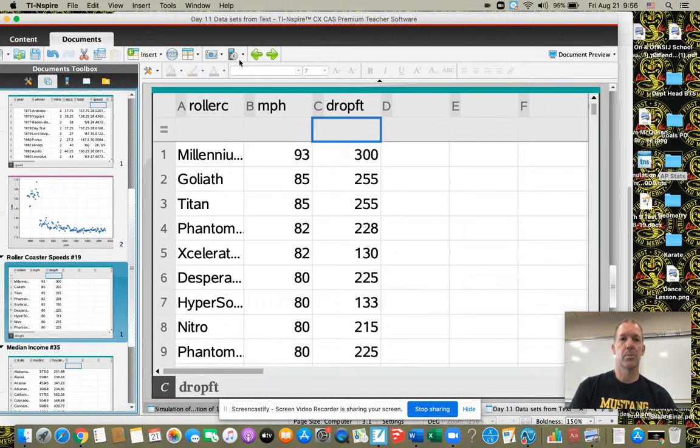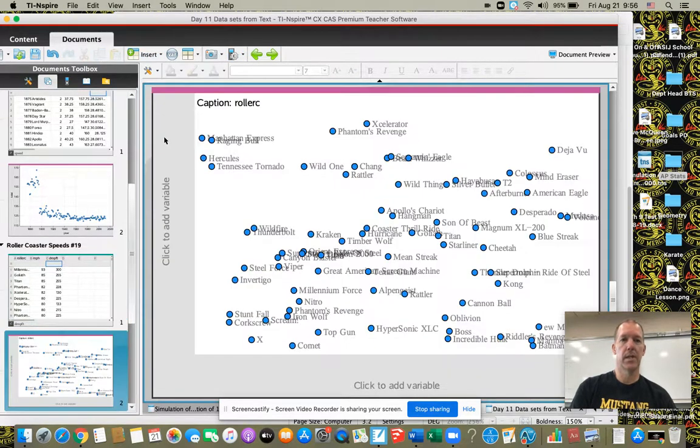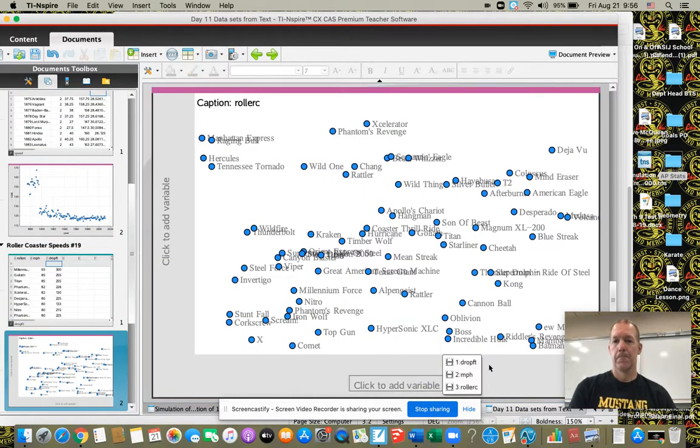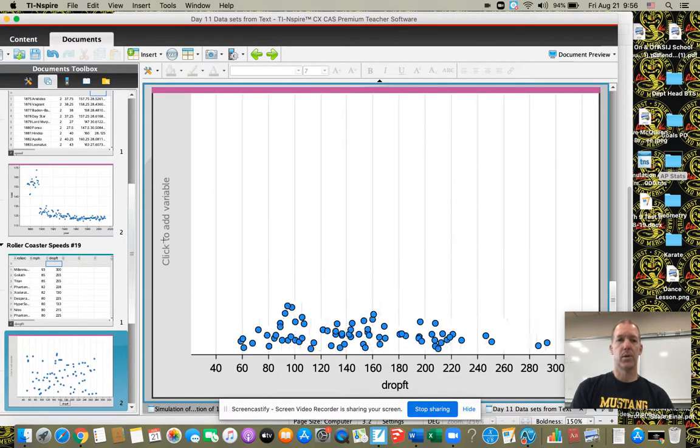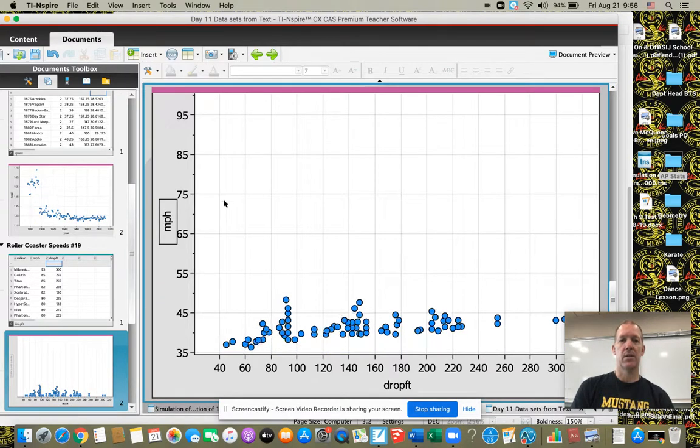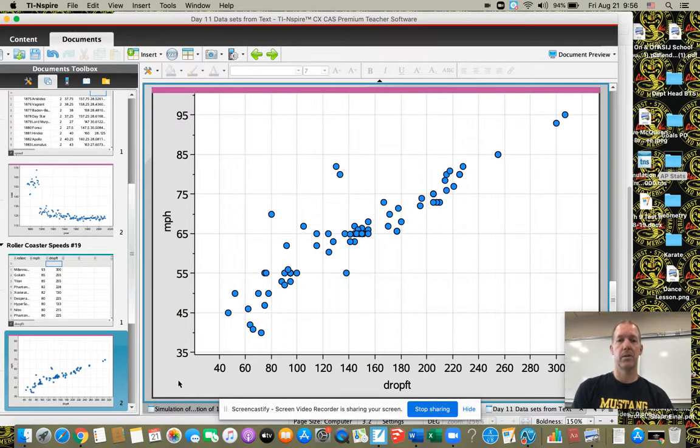This is roller coaster speeds. Insert data and statistics. We have the drop in feet, like how high that first drop is on the roller coaster, and then miles per hour. So obviously the drop is what's going to affect how fast it goes. The bigger the drop, the more speed you're going to have, which is what we're seeing here. Okay, now this looks like something we're used to seeing, a normal linear pattern. But let's just go through it.